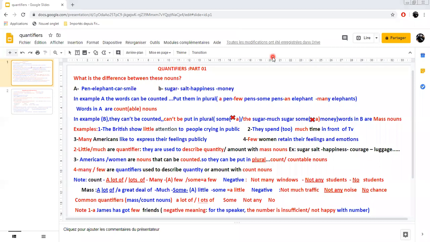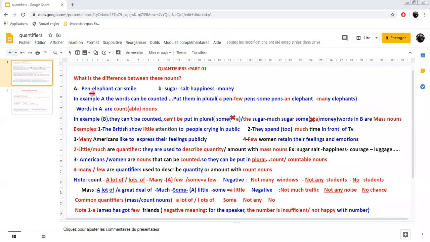Well, today's lesson is about quantifiers, and the word quantifier comes from the verb to quantify. That means to measure the quantity of something, or the amount of something, to measure.